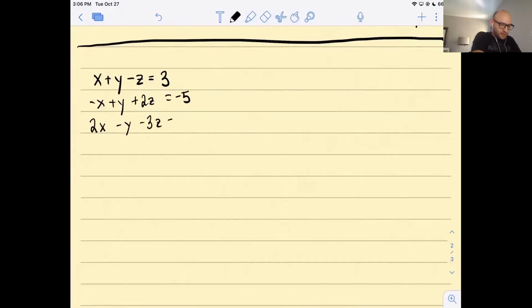So we have x plus y minus z is equal to 3. This is negative x plus y plus 2z is equal to negative 5. And we have 2x minus y minus 3z is equal to 9.